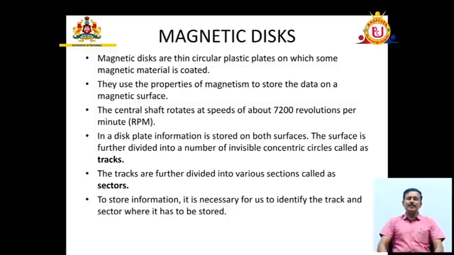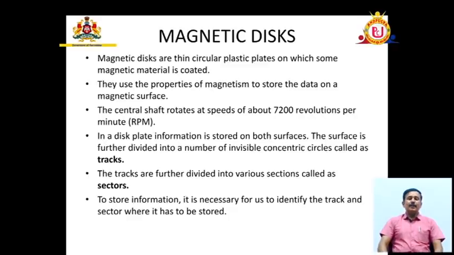So memory will be analyzed in the form of tracks and sectors. How much information is completed, how much memory is filled, how much remains, that will be analyzed with the help of tracks and sectors. I'll repeat it again. Concentric invisible circles are called tracks. Vertical bisections of these circles are called sectors. With the help of these tracks and sectors, we can analyze the memory capacity.